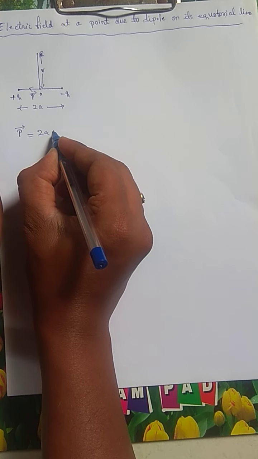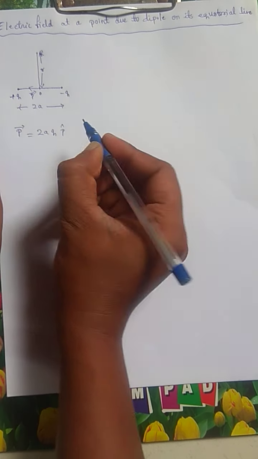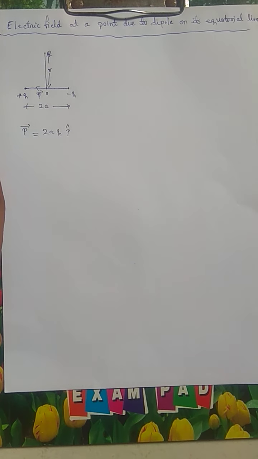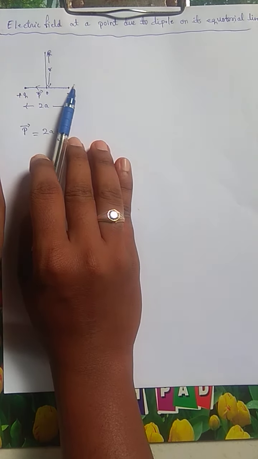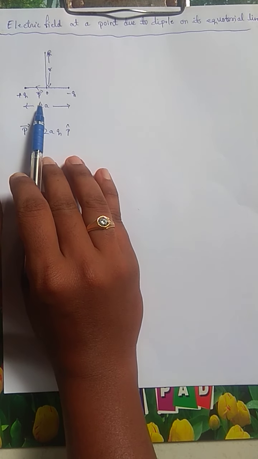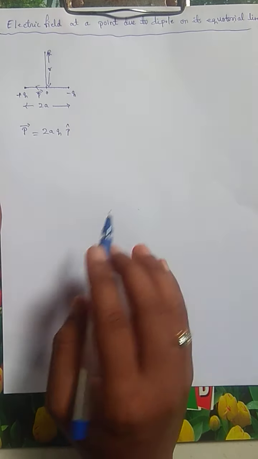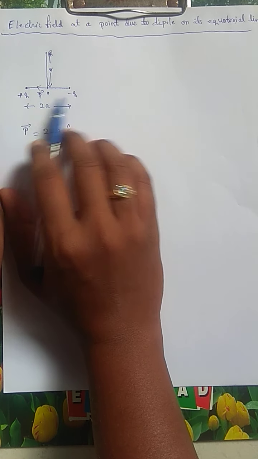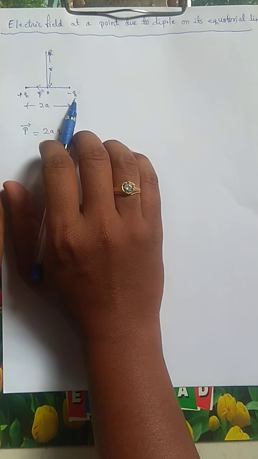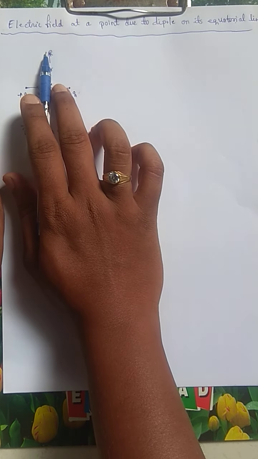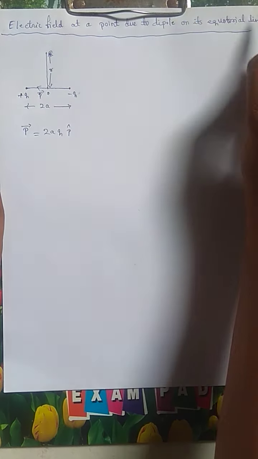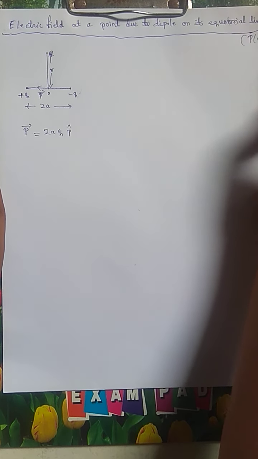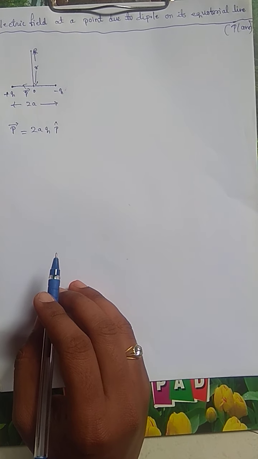As you know, P bar equals 2aq times P cap. What do you mean by P cap? P cap is a unit vector along the dipole axis from the minus q charge to the plus q charge. Now what we require here is the electric field due to the plus q charge and the electric field due to the minus q charge at a point R on the equatorial line, or else we may say on the equatorial plane also.